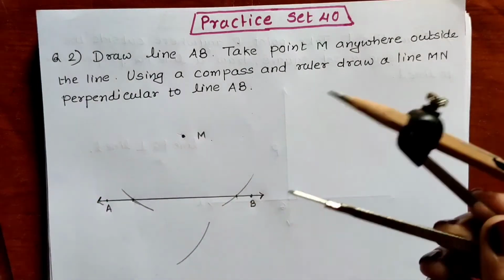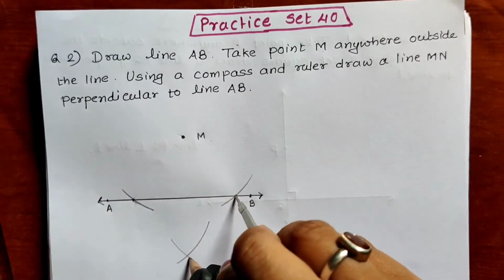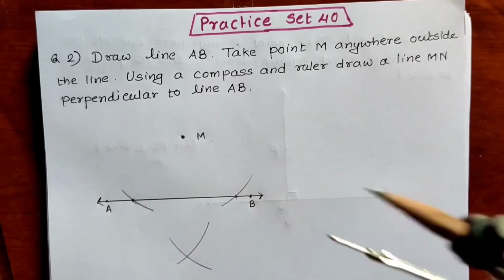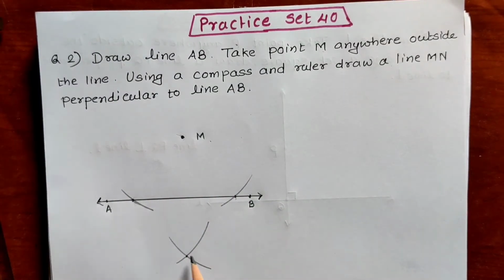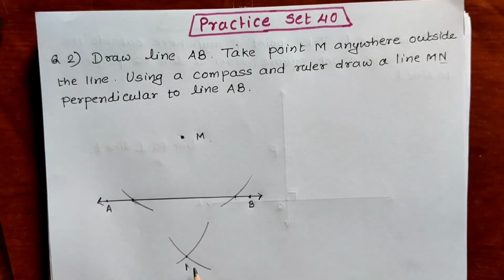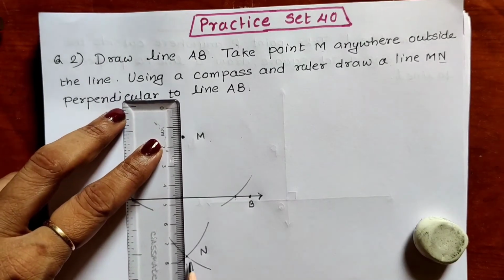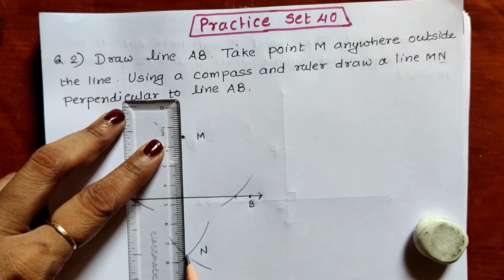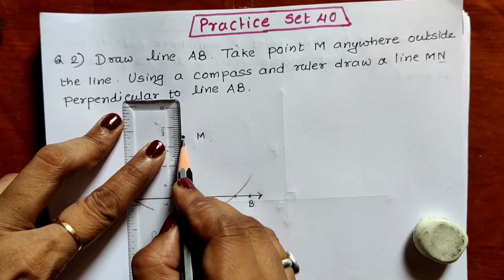Now we will draw the second arc, without changing the distance in the compass, from this point, and just draw in such a way that it intersects the previous arc. So here we have got this point whose name is N. Okay, N. I write N on this side. Now what we have to do? We have to join this point M and point N. M and N. And we can draw a line passing through these points M and N.